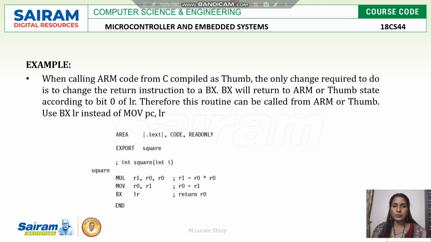Next, example 2. In this example it is the same square program, but here, when calling ARM code from C compiled as thumb, the only change required is to change the return instruction to BX. This BX will return to ARM or thumb state according to bit 0 of LR. Therefore, this routine can be called from ARM or thumb. We can use BX, branch exchange, LR instead of MOV PC, LR.